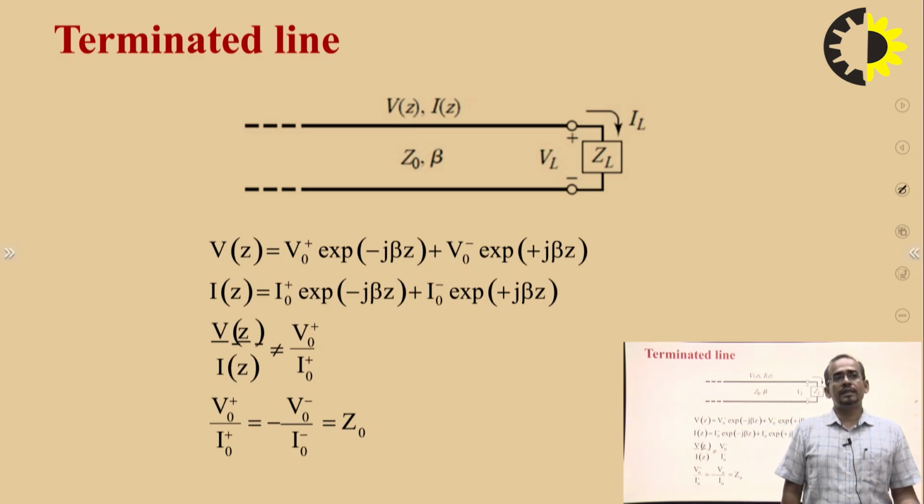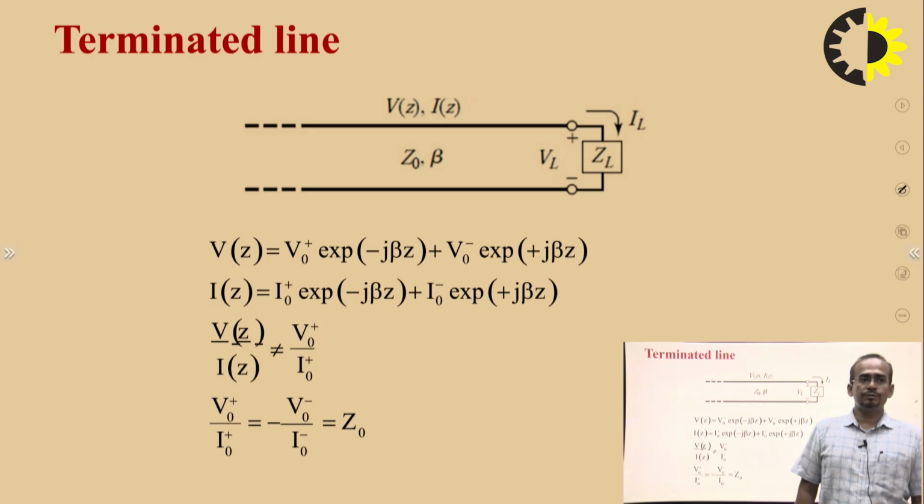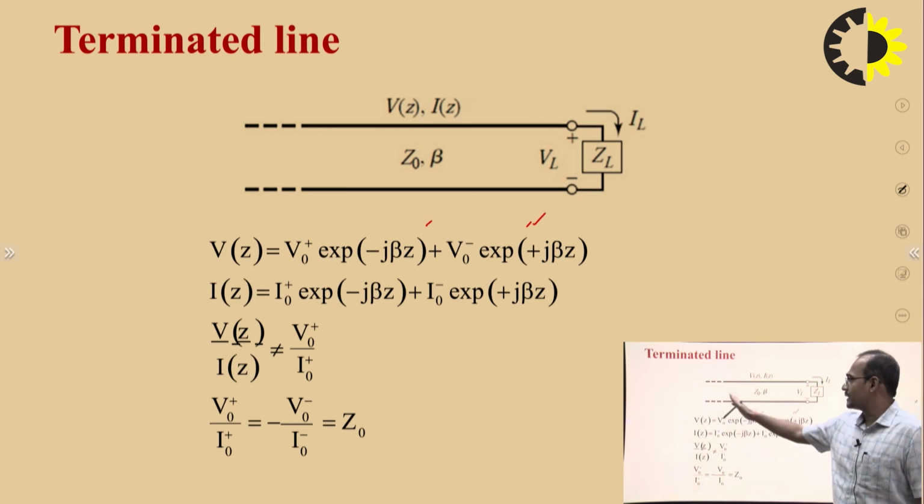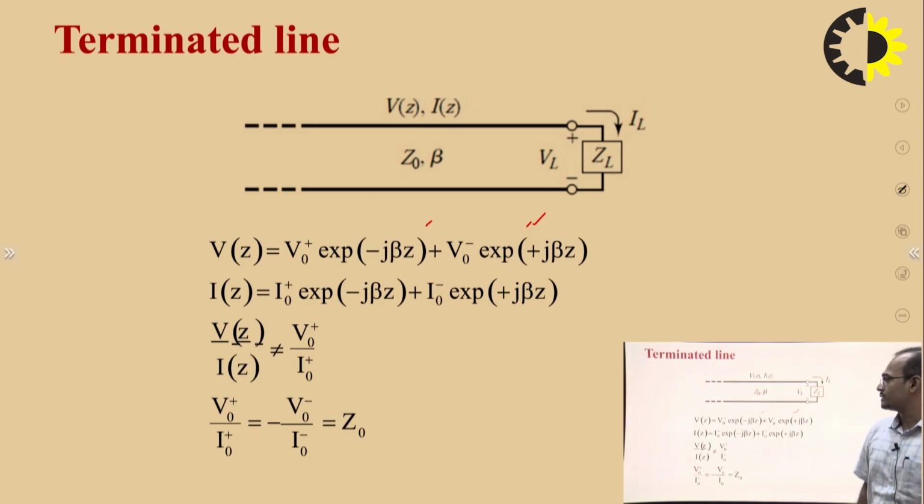So here you can see that the voltage expressions are the same. Vz = V0+ e^(-jβz) + V0- e^(jβz). This is for length z and this is for length minus z, or you can say this is at distance zero and this is at distance z.